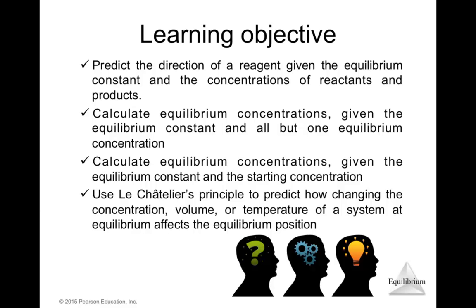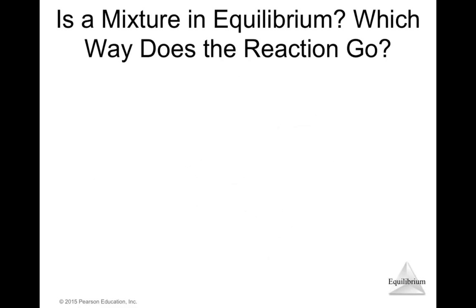And by the end of this model, you will use the Le Chatelier principle to predict how changing the concentration, the volume, or the temperature of a system at equilibrium affects the equilibrium position. So, is there some way to determine if the reaction has reached equilibrium? And if not in equilibrium, which way does the reaction go to reach equilibrium?